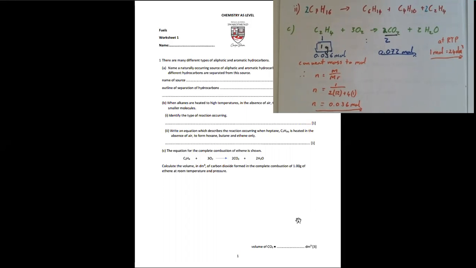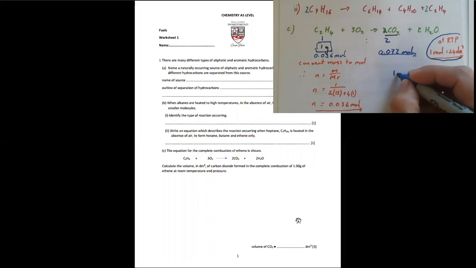But that's not what they asked. They didn't ask what amount of mole of carbon dioxide was formed. They asked the volume. But because we know that at RTP 1 mole is equal to 24, we can use it in our ratio, right? So we don't have 1 mole, we have 0.027. So we can write out 1 mole is equal to 24 cubic decimeters. That's a fact. So if we have 0.072 moles, what's that going to be?